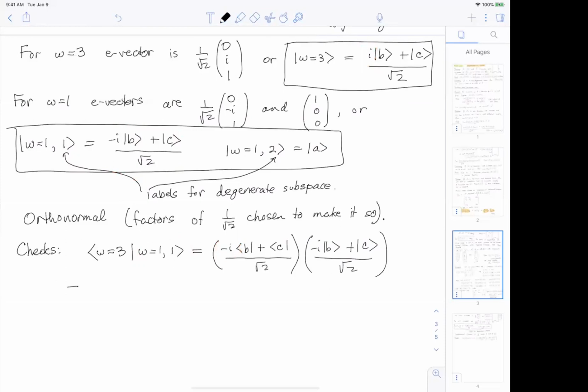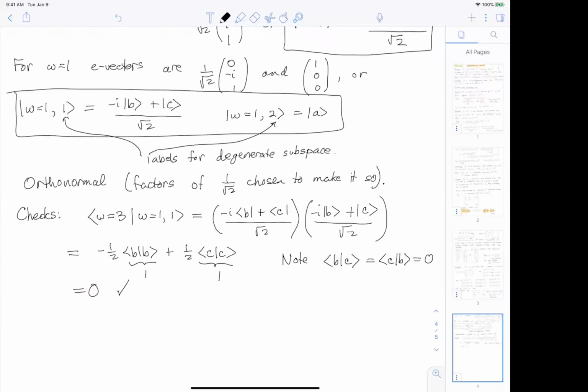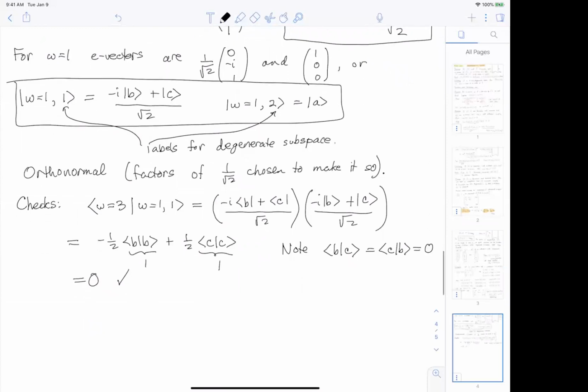Okay, and so that's minus 1/2 times minus i squared over square root of 2 squared times the inner product of B with B, plus 1/2, 1 over square root of 2 squared, times the inner product of C with C. I don't have to worry about B with C and C with B because this was an orthonormal basis. So note, BC and CB were both 0 because of orthonormality. Okay, and so this is 1, and that's 1. And so that's minus 1/2 plus 1/2, which is 0. Okay, so that's what was supposed to happen. I have eigenvectors of a Hermitian matrix with different eigenvalues, and they are orthogonal, as they're supposed to be.